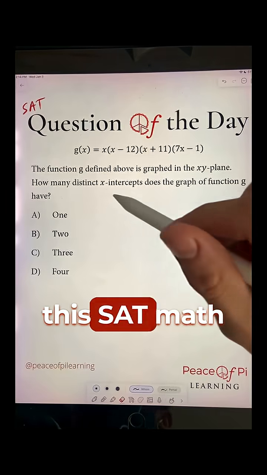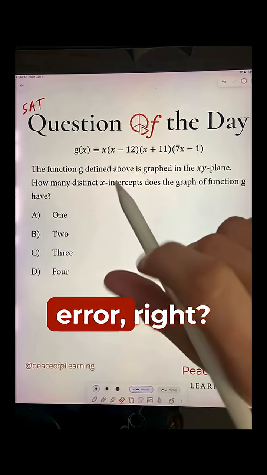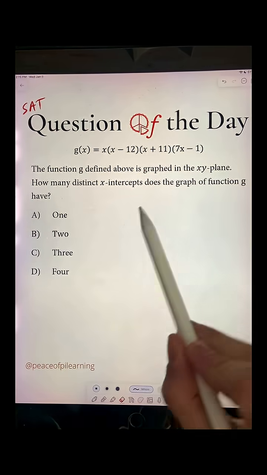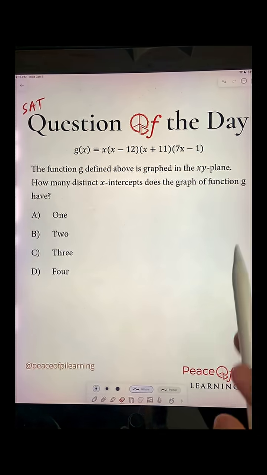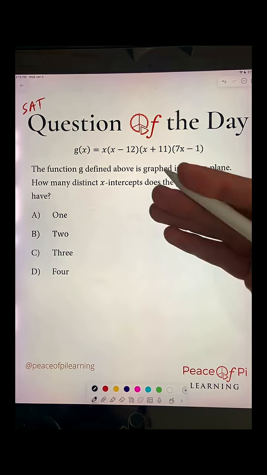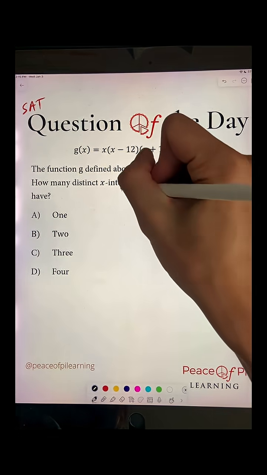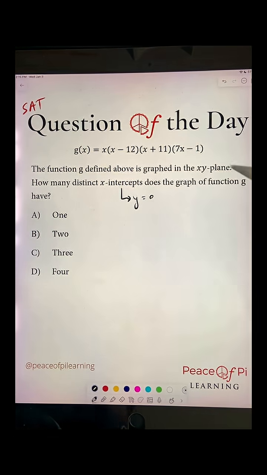Students always get this SAT math problem wrong because they make one error, right? So the function g defined above is graphed in the xy plane. How many distinct x-intercepts does the graph of the function g have? Anytime you encounter a problem asking for x-intercepts, remember that the x-intercept is when y is equal to 0.